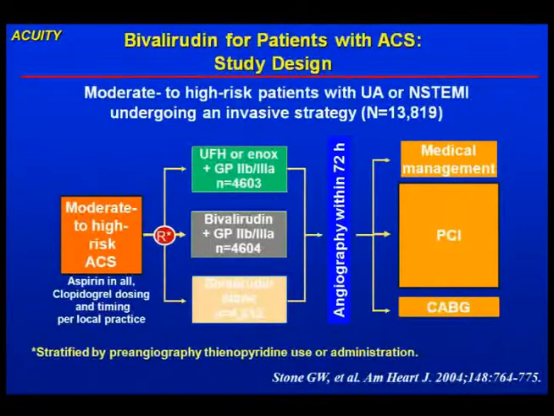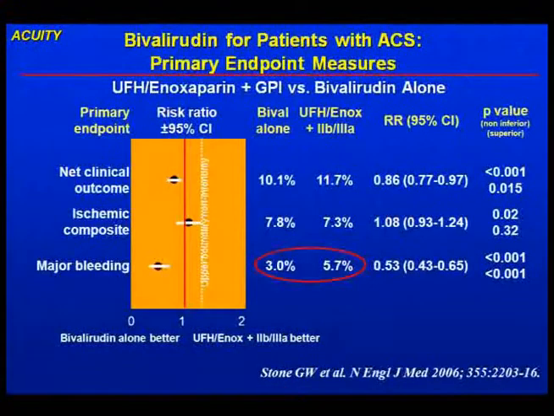Now, the other study that I think is interesting to know about is a study that, again, used bivalirudin and compared bivalirudin to unfractionated heparin with a glycoprotein 2B3A inhibitor, called the Acuity trial.